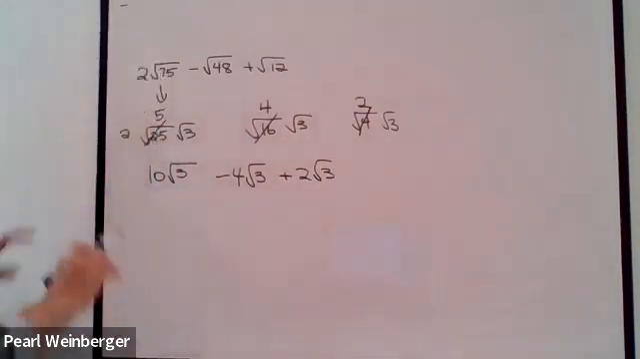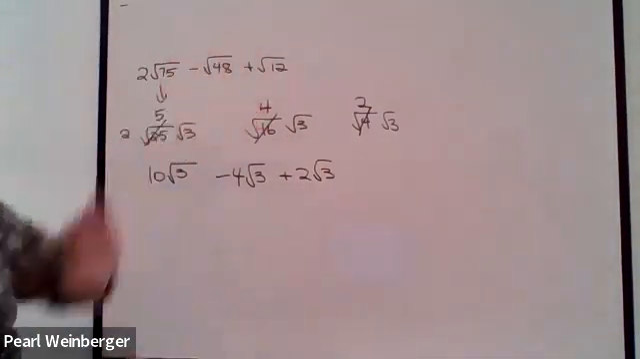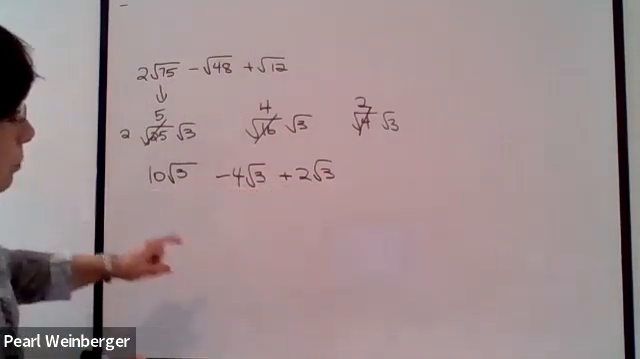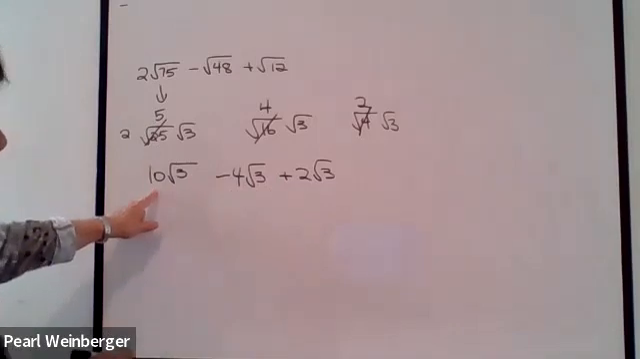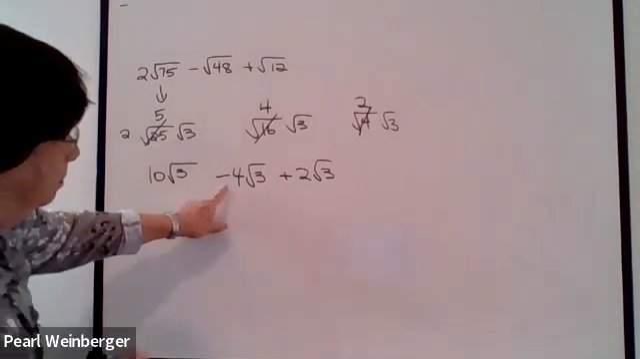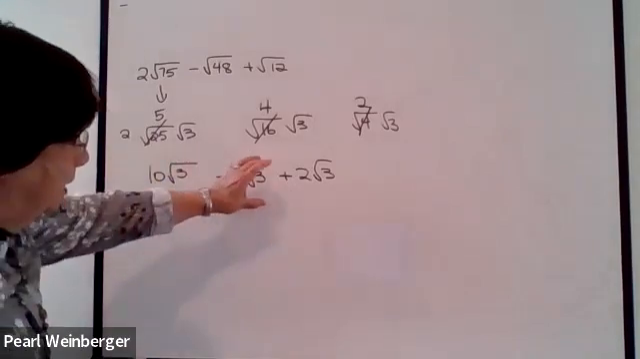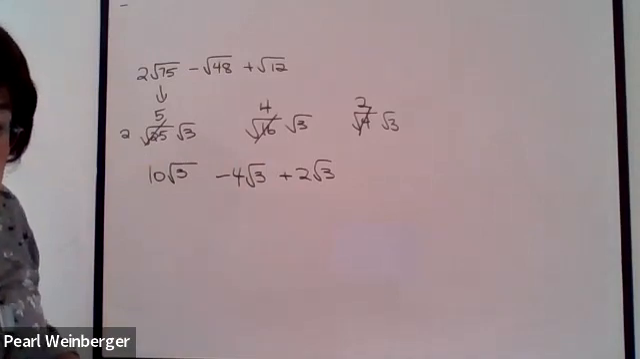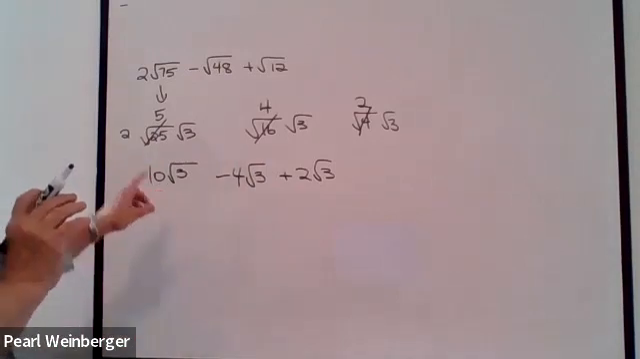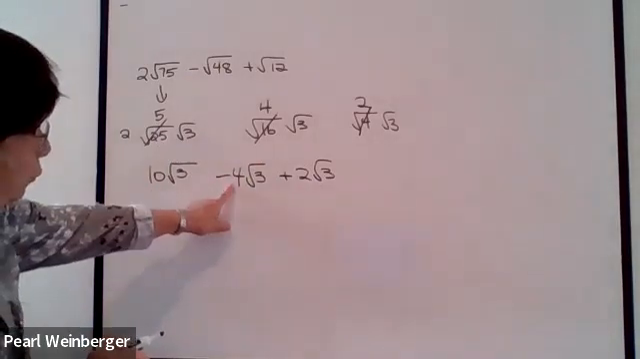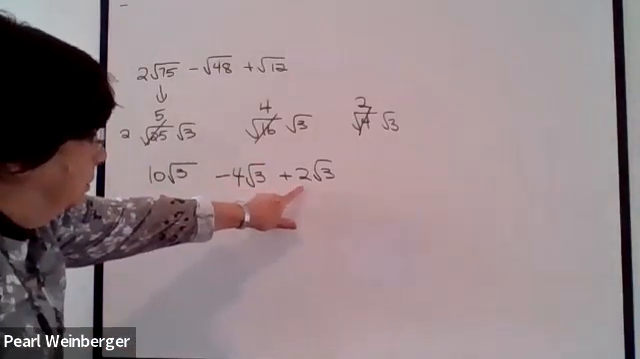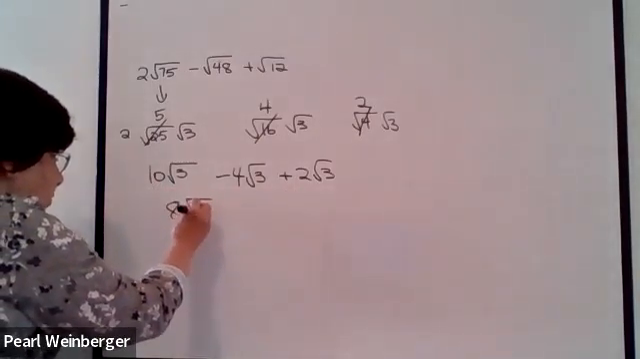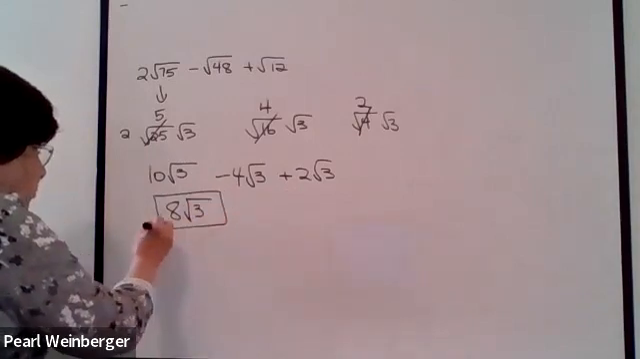So we first simplify all the radicals as much as we possibly can. And then if you notice, these are all like radicals. So then what I'm going to do is combine the numbers in front. When I'm adding or subtracting radicals, it's just like adding and subtracting like terms. You just add the numbers in front. 10 minus 4 is 6. 6 plus 2 is 8. So this becomes 8 radical 3 as our final answer.